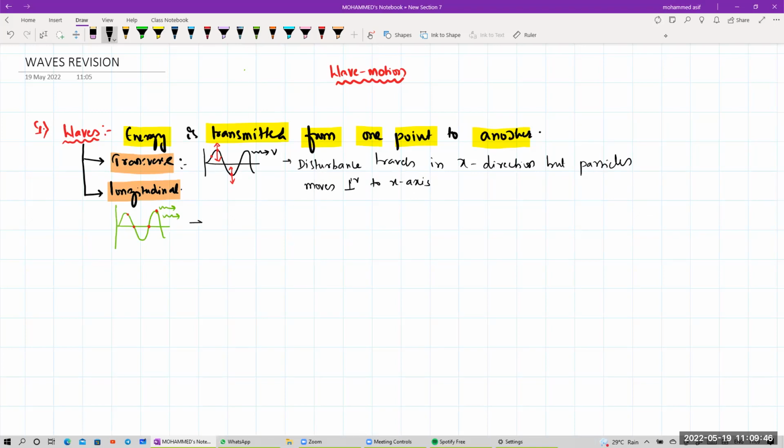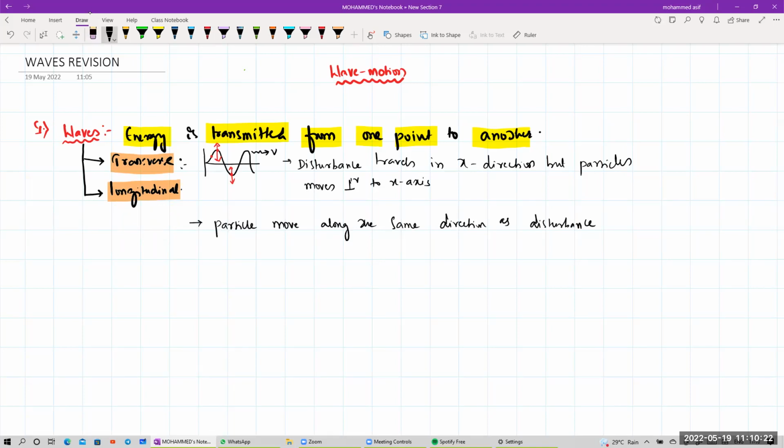So how do you write the definition? I can write here: particles move along the same direction as the disturbance. Like when I'm speaking to you, the sound is going in the front direction and the air particles are moving in the front direction, isn't it? Is it clear? Yes, sir.